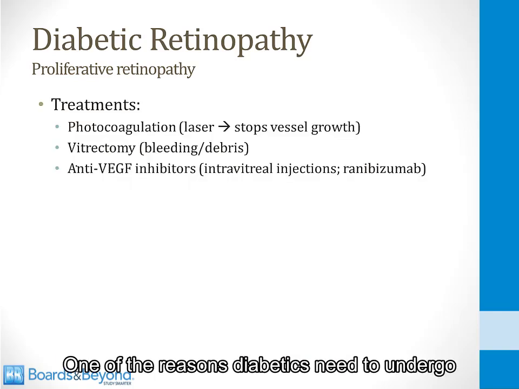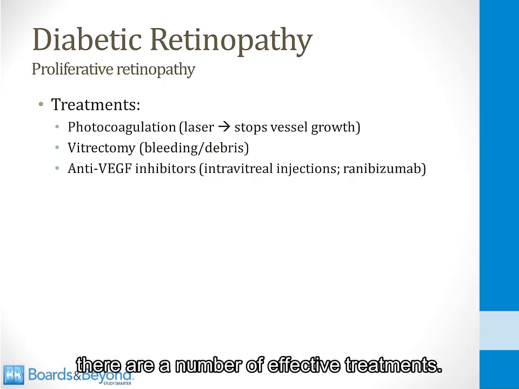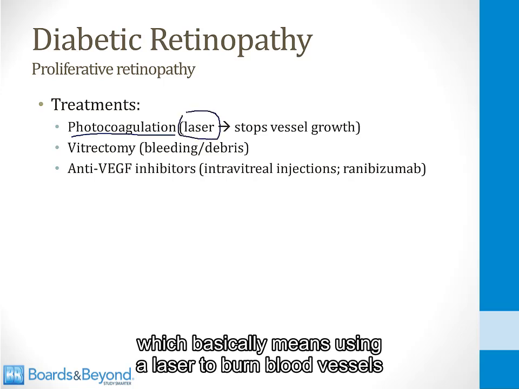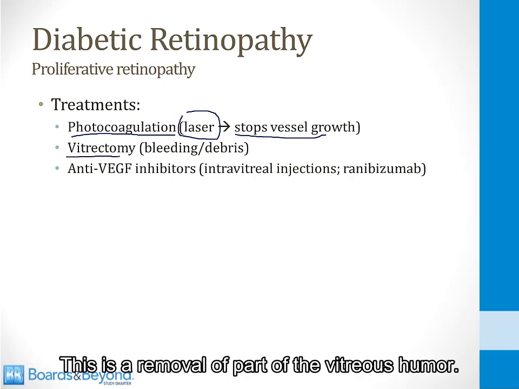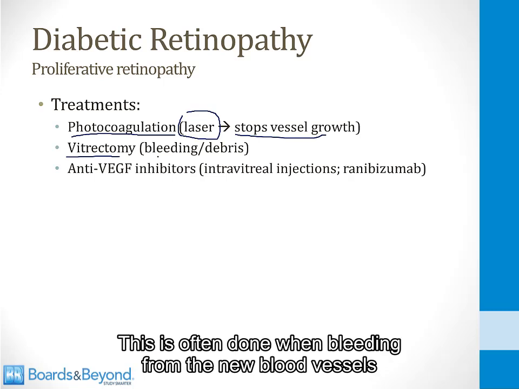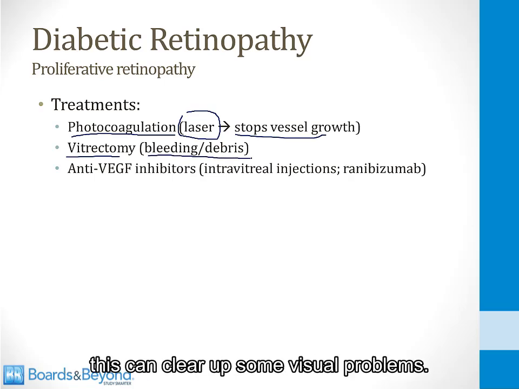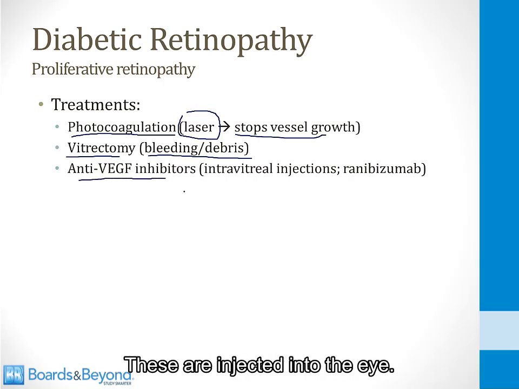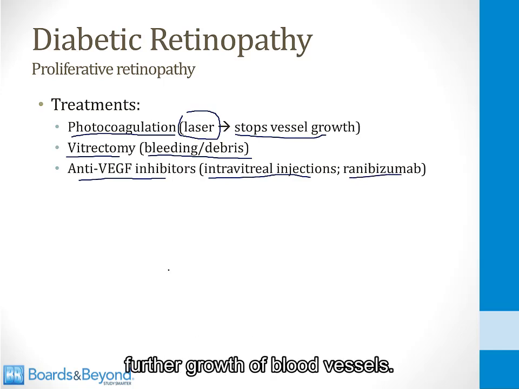One of the reasons diabetics need to undergo annual eye exams is because if proliferative retinopathy is identified early, there are a number of effective treatments. One of them is photocoagulation, which basically means using a laser to burn blood vessels and stop them from growing. Sometimes a vitrectomy is performed. This is removal of part of the vitreous humor. This is often done when bleeding from the new blood vessels has occurred or when debris has accumulated. This can clear up some visual problems. And then finally, anti-VEGF inhibitors can be used. These are injected into the eye. They are intravitreal injections. One of them is called ranibizumab, and this can be injected into the eye, and it can prevent further growth of blood vessels.